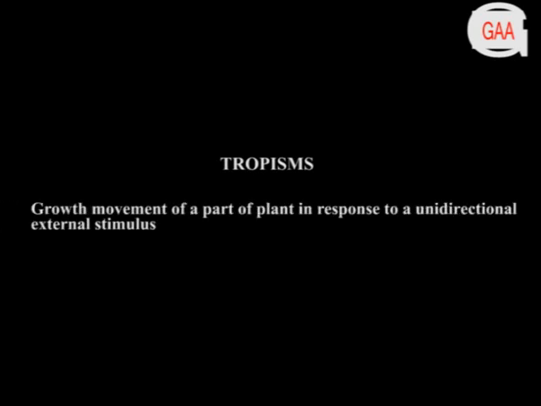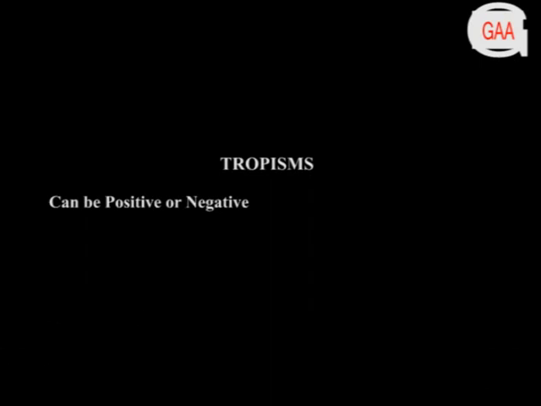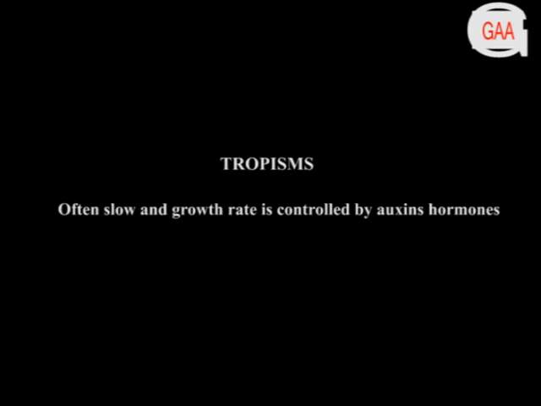Tropisms. Tropism is a growth movement of part of a plant in response to a unidirectional external stimulus. Tropic movements are shown by growth curvatures of plant parts. These responses are either positive or negative. These growth movements are often slow, but growth rate is controlled by plant hormones called auxins. Tropism, like tactic responses, are named according to the stimuli which evoke them.